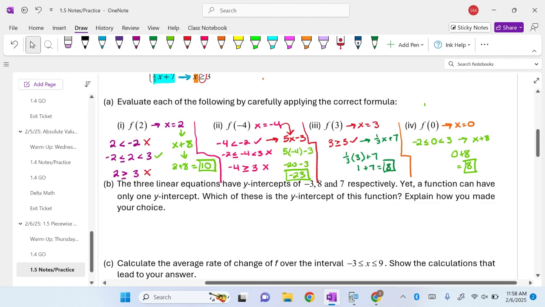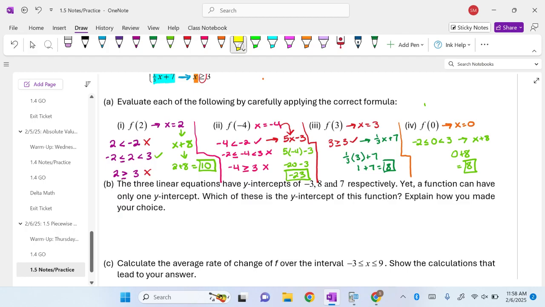Now, the 3 linear equations have y-intercepts. If we broke apart those 3 linear equations, their y-intercepts would be -3, 8, and 7, respectively. So in order, the yellow function would be -3, the green function would have a y-intercept of 8, and the blue would be 7.